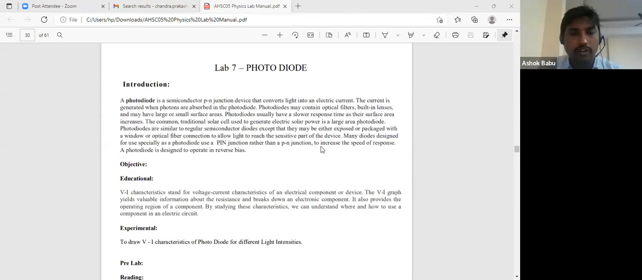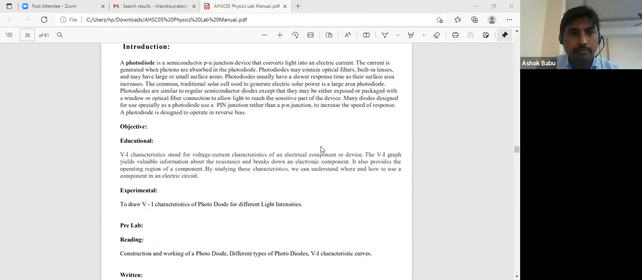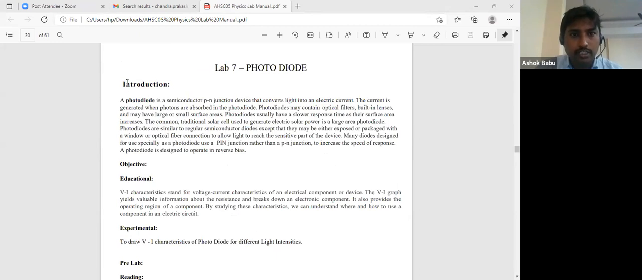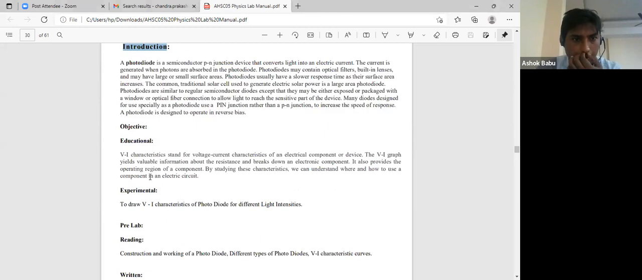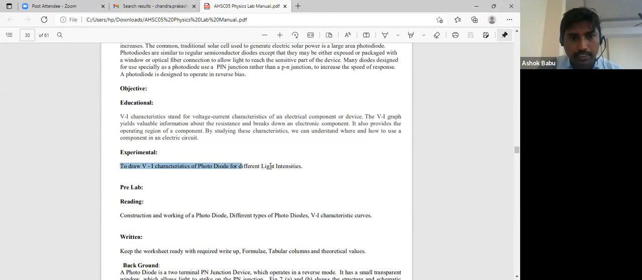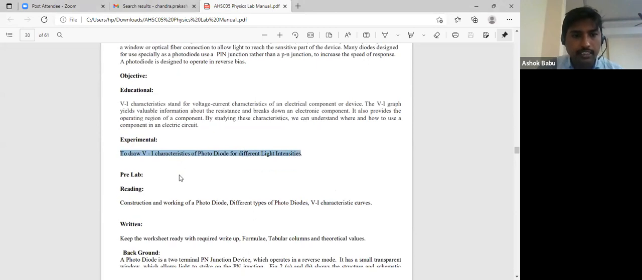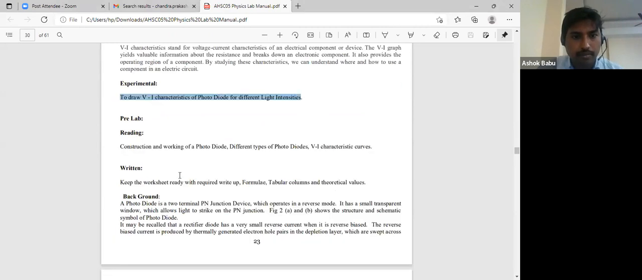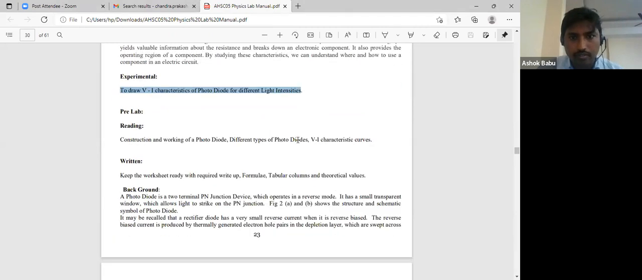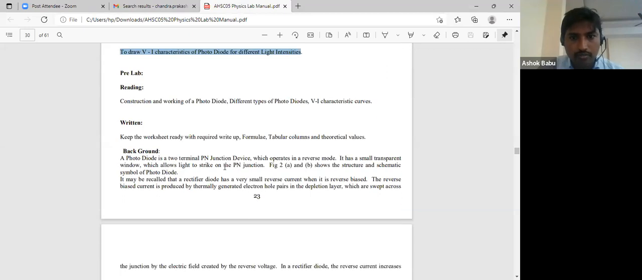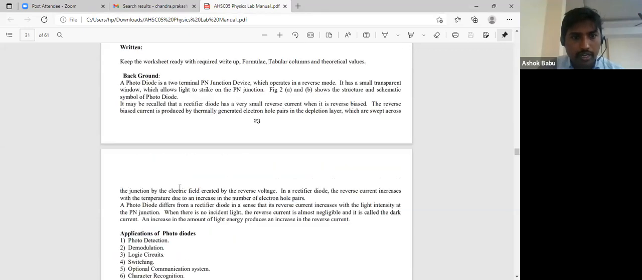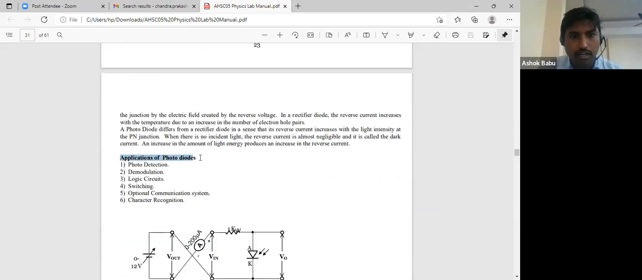Energy of semiconductor. This is the photodiode experiment. You have to write the introduction about the photodiode in your worksheet. After that, the aim of this experiment is to draw the VI characteristics of photodiode for different light intensities. Background and applications are not required.